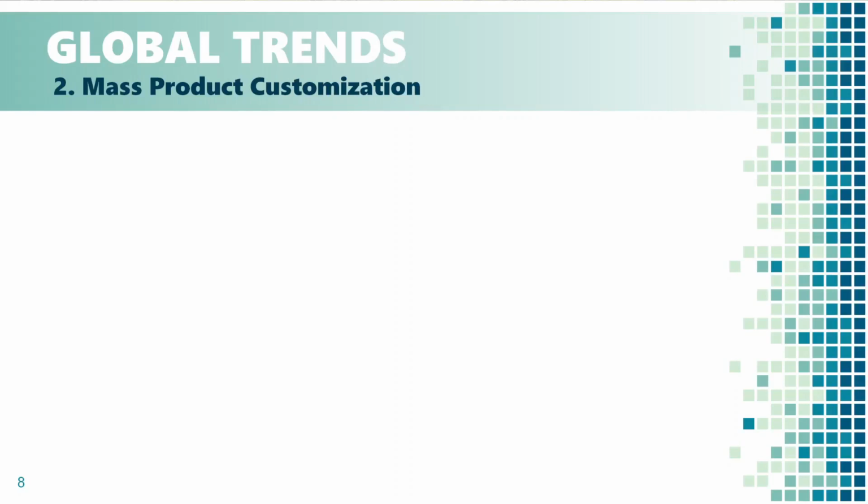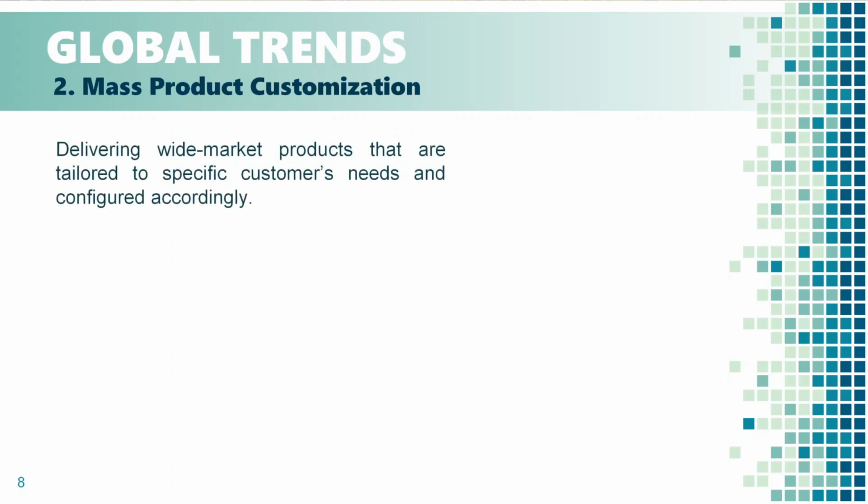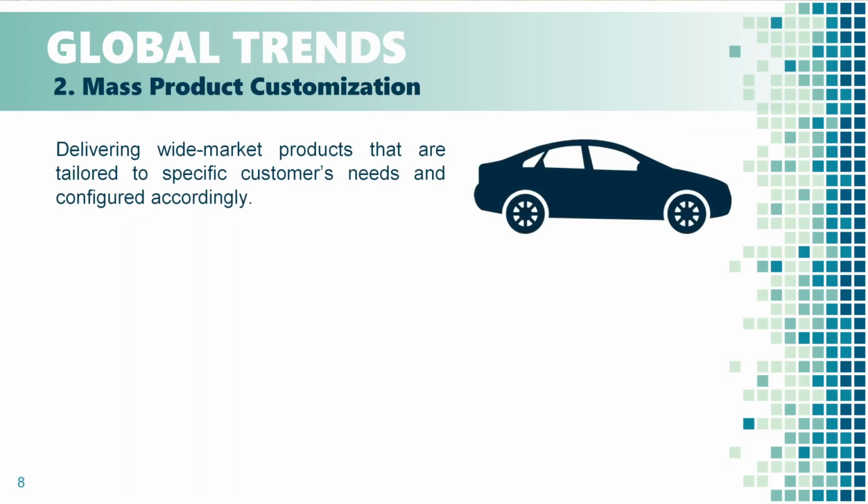The next important trend is the mass product customization. Mass customization is the process of delivering wide market goods and services which are modified to satisfy a specific customer need. Mass customization allows a customer to design a certain feature of a product while still keeping costs closer to that of mass-produced product. As an example, let us look at a typical vehicle offered by an OEM.